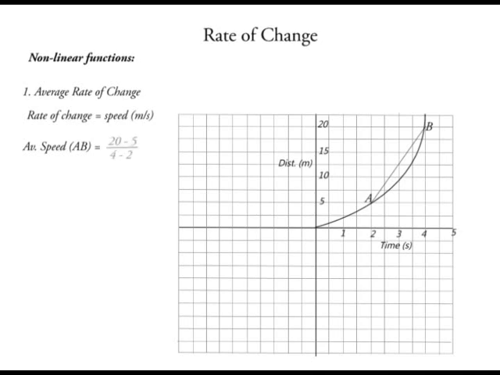So we have 20 minus 5 over 4 minus 2, and that gives us 7.5 meters per second. This is the average rate of change between these 2 points, A and B. Notice the gradient we calculated is for the straight line and not for the curve.